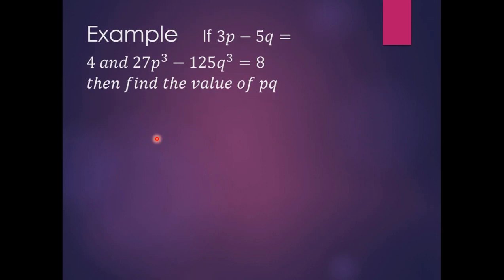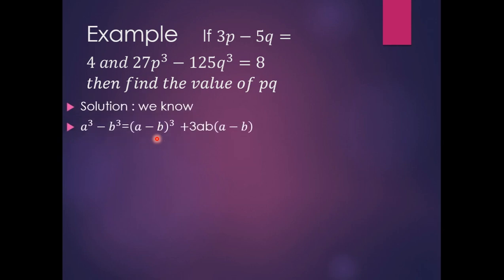Now we have the next example. 3p minus 5q is given, and 27pq minus 125q equals 8 is given. We need to find out the value of pq. Okay, so we know the aq minus bq formula is a minus b whole cube plus 3 times ab times a minus b. So here this also can be expressed in this formula, and in place of a and b we will have pq, and from that with suitable modification we will be able to get the value of pq.